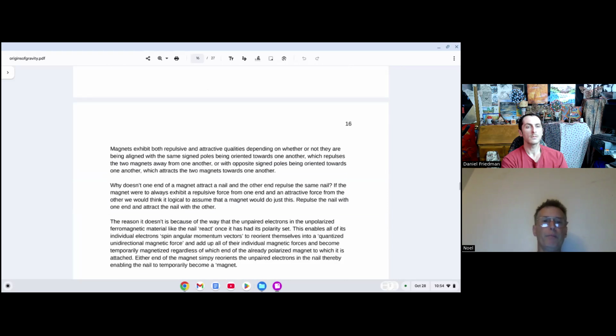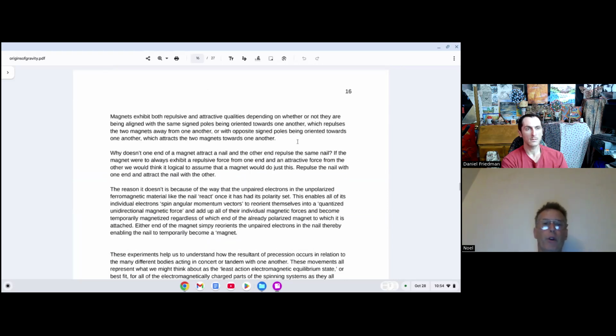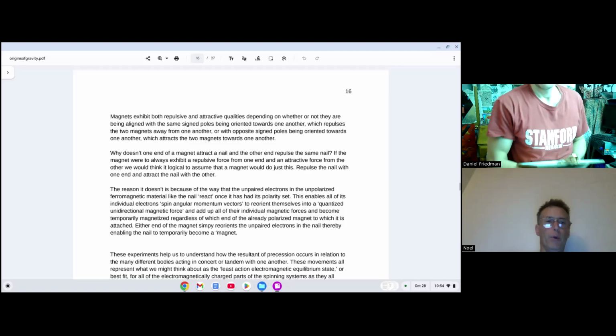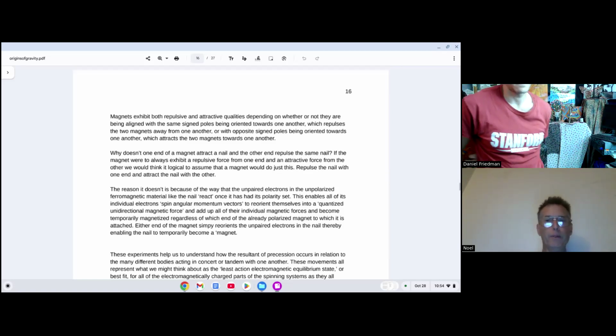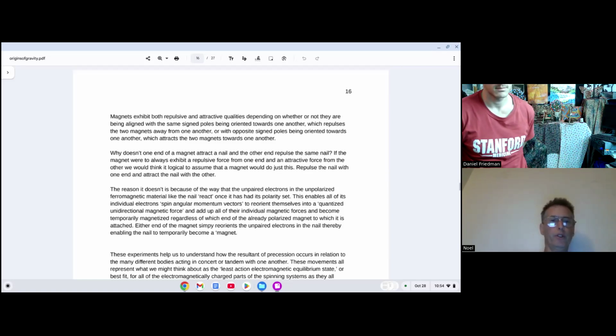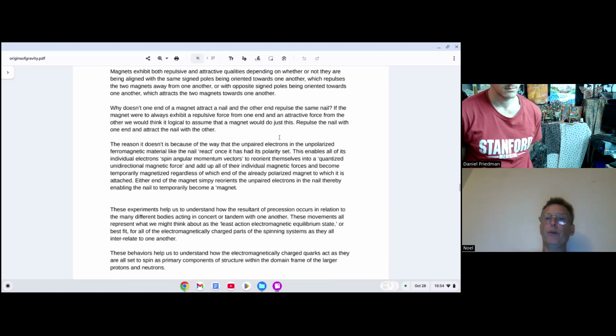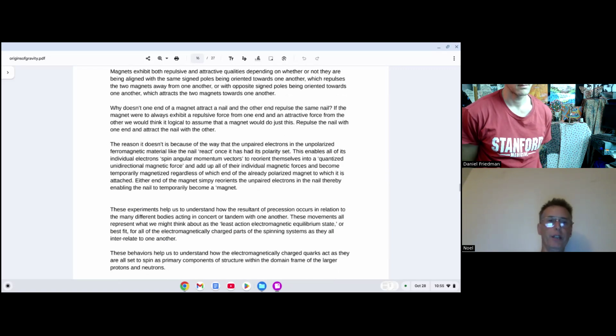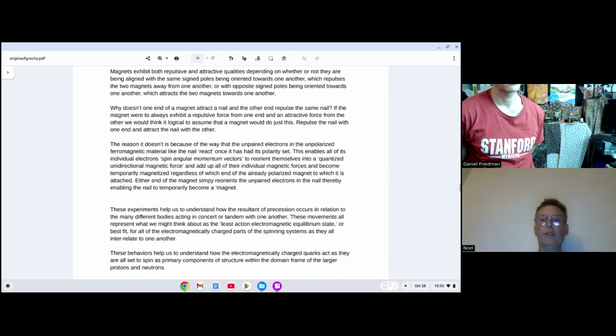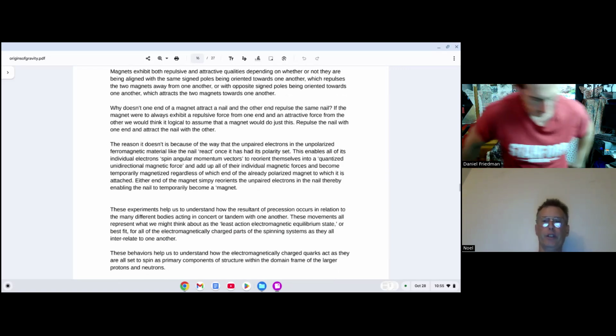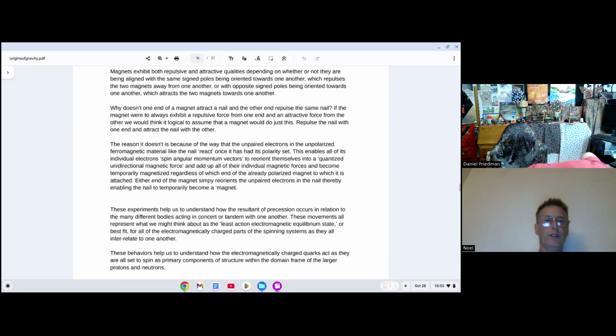Magnets exhibit both repulsive and attractive qualities depending on whether or not they are being aligned with the same sign poles being oriented towards one another, which repulse the two magnets away, or opposite signs oriented towards one another, which attracts them. Why doesn't one end of a magnet attract a nail and the other end repulse the same nail? See, if the magnet were to always exhibit a repulsive force from one end and an attractive force from the other, we'd think it logical to assume that the magnet would do just this, repulse the nail with one end and attract the nail with the other.